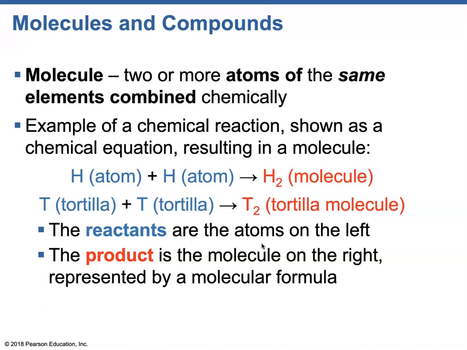The other thing that I want you to understand here is that on the left, these are considered to be the reactants, so the things that are going to cause a reaction when they combine. And then what you get on the right side is what's called the product, based on the combination of the reactants. In this case, we have a molecule. We just had two things come together, and now we have our hydrogen gas, or we have our tortilla molecule.